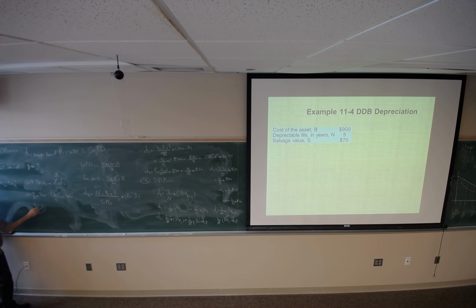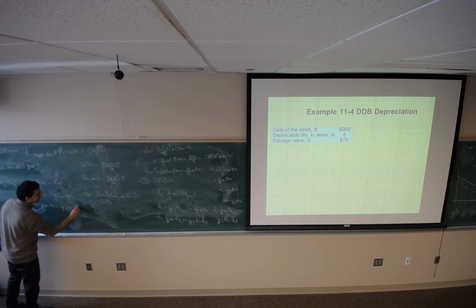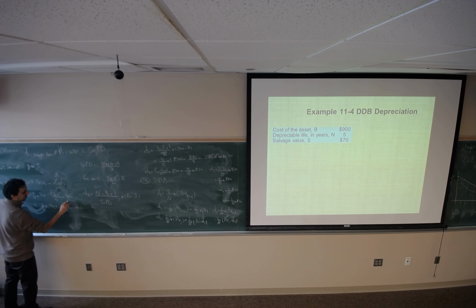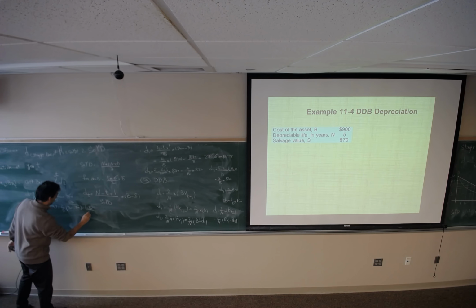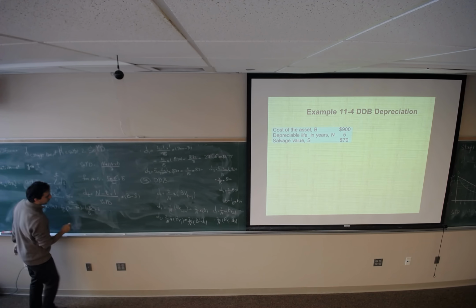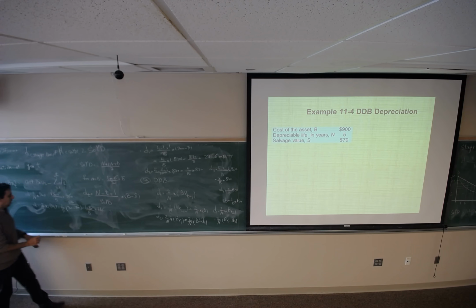D2 would be 2 divided by 5 times the book value at year 1. 2 over 5, book value is 900 minus 360. 900 minus 360 is 540. 1080 divided by 5 is 216. D2 is going to be $216.